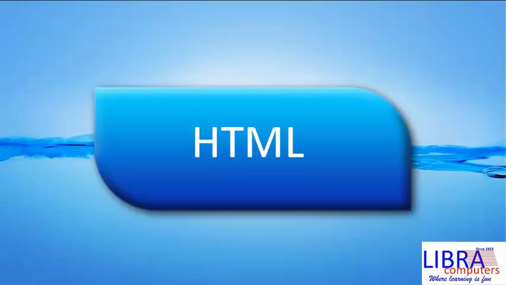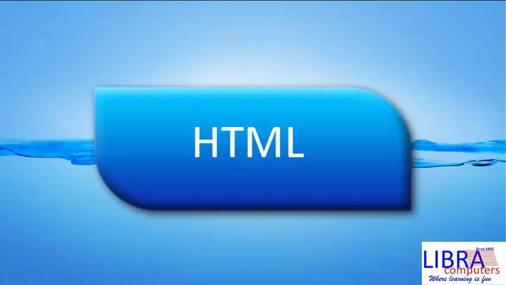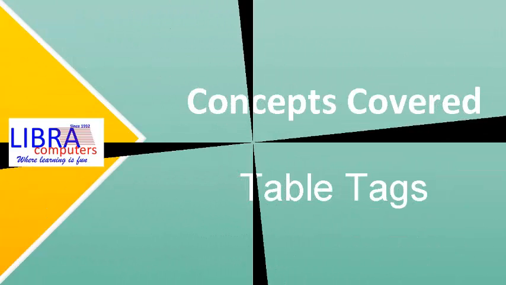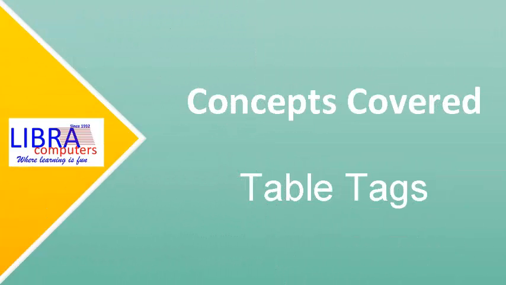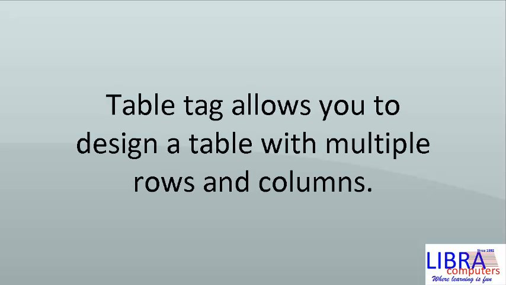Today, we will learn about table tags in HTML. We will see all the tags involved while designing a table. First, let us define a table tag. In HTML, table tag allows you to design a table, as said in the name itself. Table consists of multiple cells, which is formed by the combination of rows and columns.